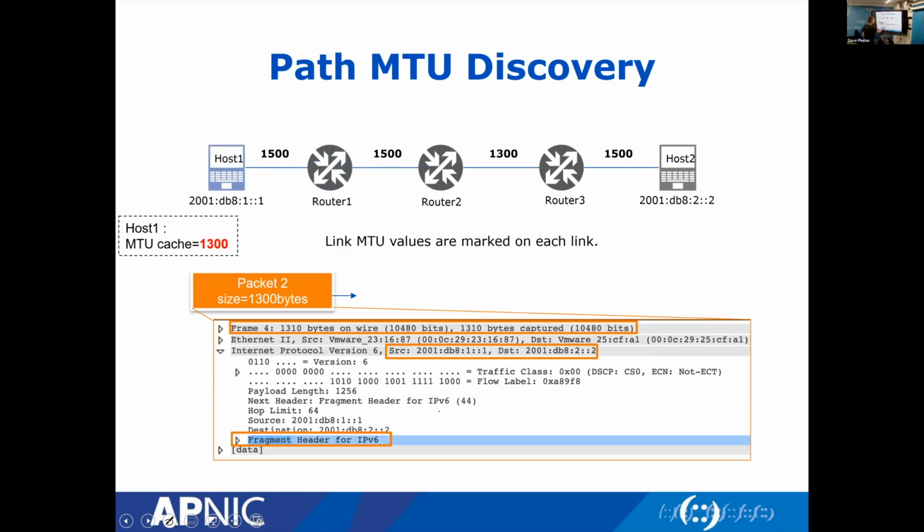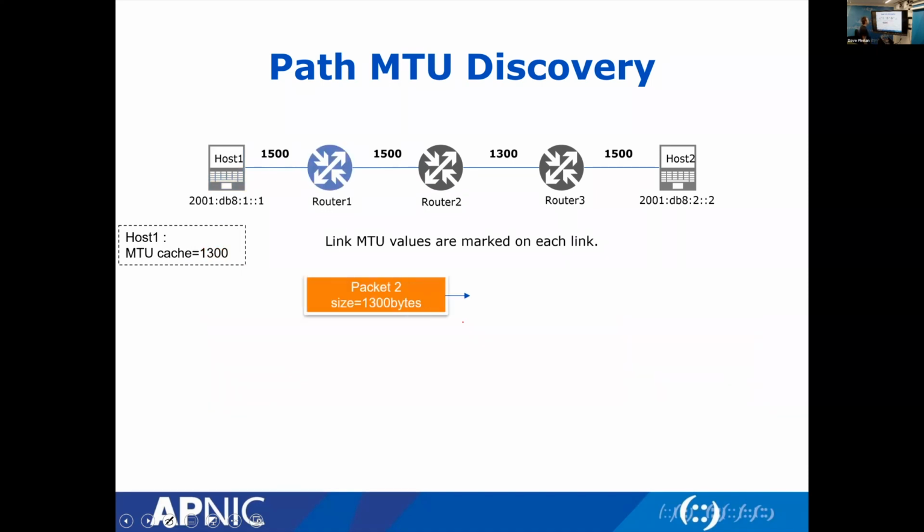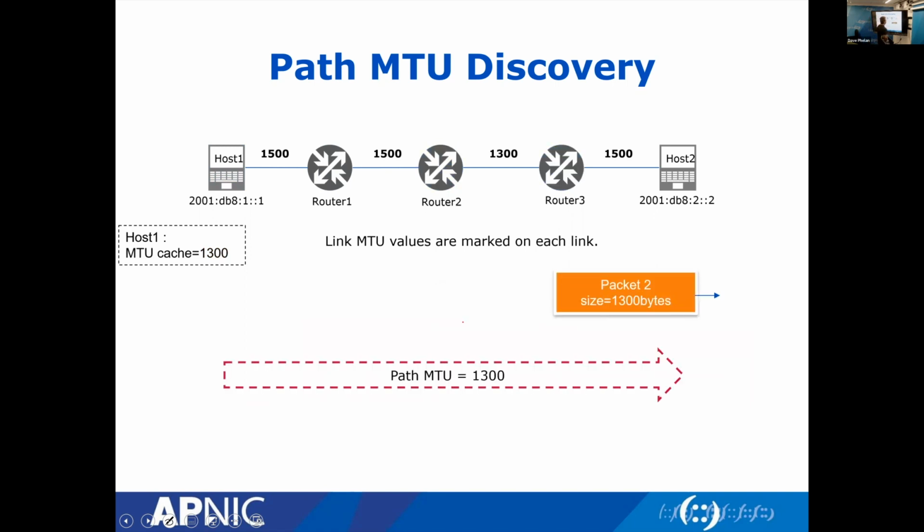We've got our fragmentation header, source, destination, and frame 4, because we've already had it come out once or twice. And with our size, 1310 bytes, it goes as packet 2 all the way through, and then it gets to the other end. So we know that our path on that is 1300 bytes.